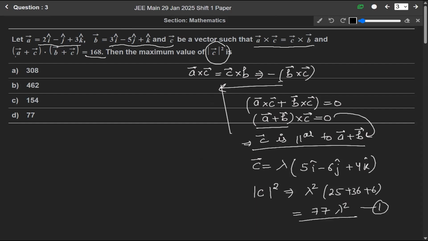Another condition we are given is that (A plus C) dot product (B plus C) is given as 168. So (A vector plus C vector) dot (B vector plus C vector). When we solve it, we get A vector dot B vector plus C dot C, which means modulus of C square, plus C dot B.